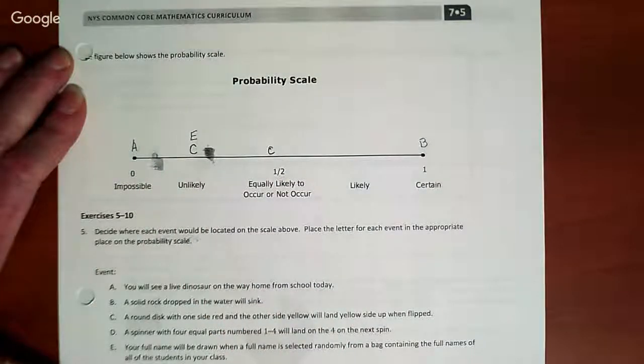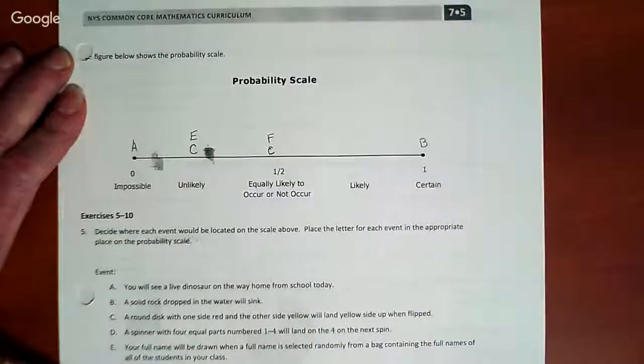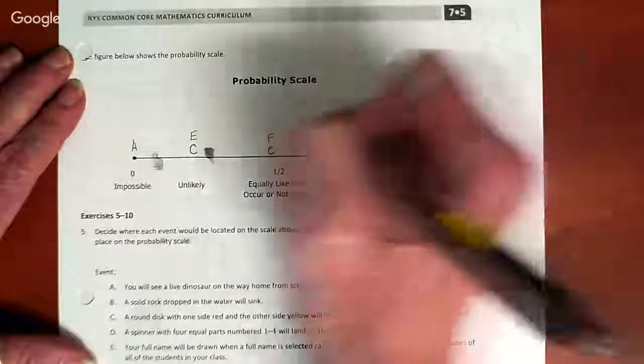A red cube will be drawn when a cube is selected from a bag that has 5 blue cubes and 5 red cubes. Well, that would be equally likely. And then tomorrow, the temperature outside will be negative 250 degrees. That is impossible. So that is G here.